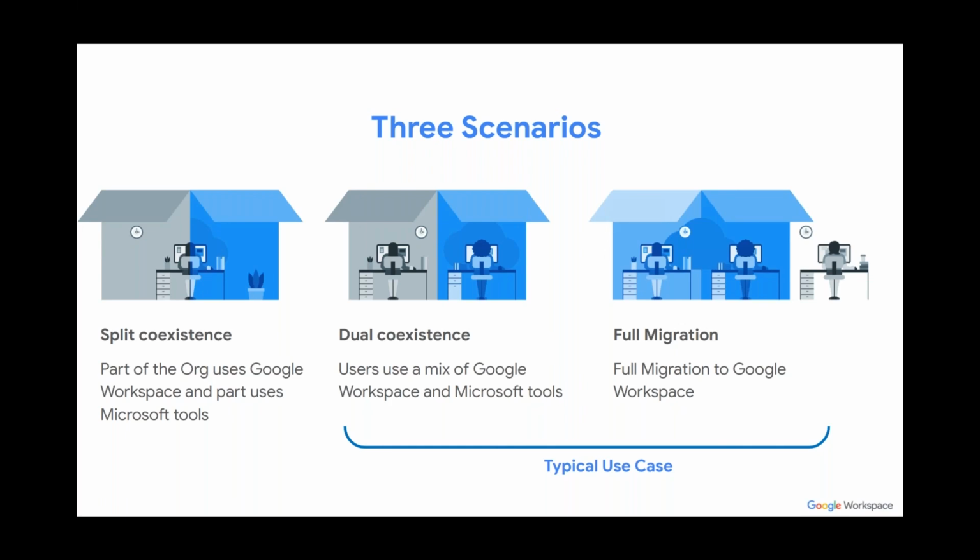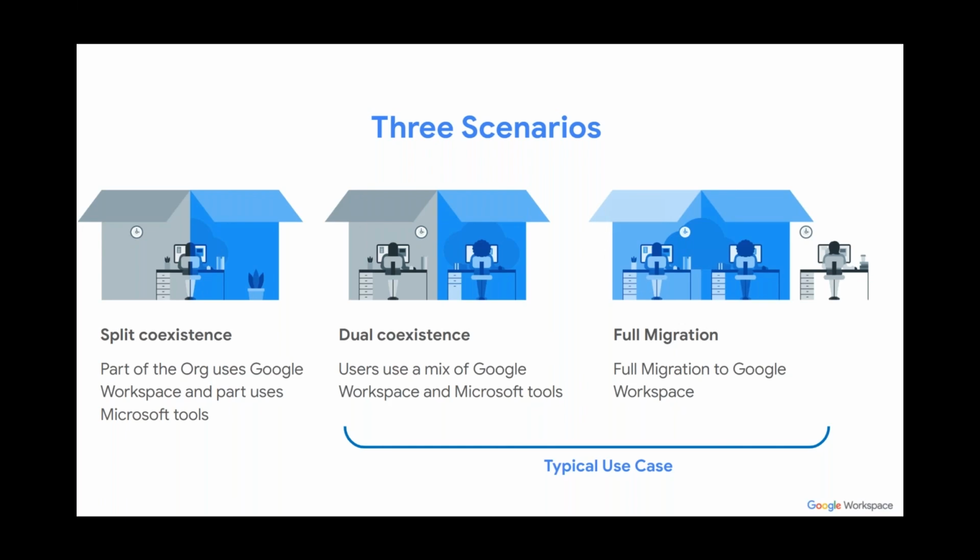You have a split coexistence, which is normally during an upgrade or transition to Workspace, where some of the organization uses Google and some of the organization uses Microsoft, and then they transition it out slowly. You'll often see operational teams staying with Microsoft, sales teams starting to use Google first, and then all the operation teams come on board. We also have this concept of dual existence, where this is not a limited time engagement.